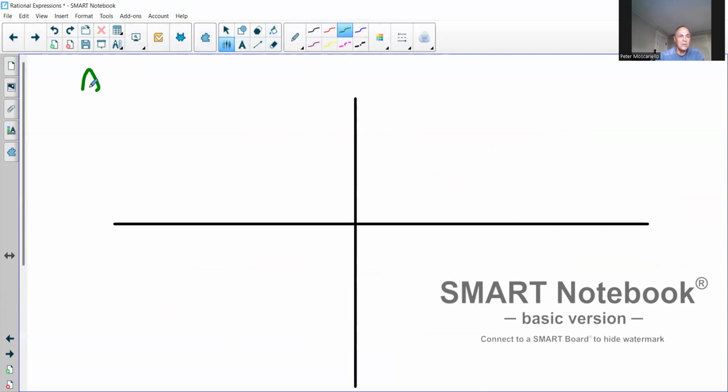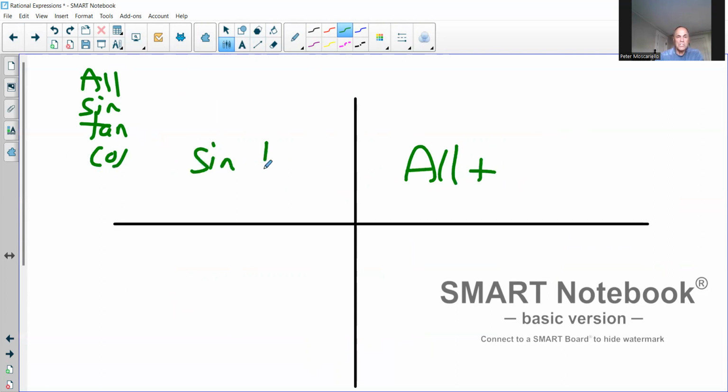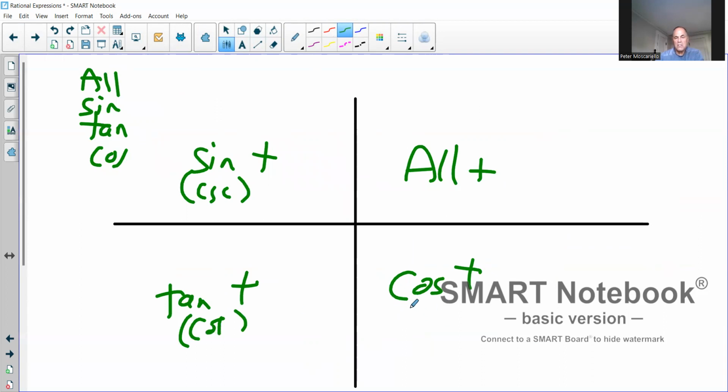Maybe in class I taught you all sin, tan, cos. In quadrant 1, all trig functions are positive. In quadrant 2, just sine is positive. In quadrant 3, just tangent is positive. In quadrant 4, just cosine is positive, and the reciprocals. So it's really sine and cosecant are both positive. Tangent, cotangent, cosine, and secant, all sin, tan, cos.